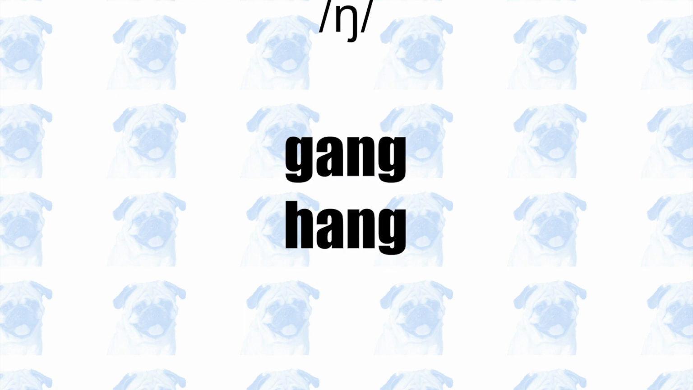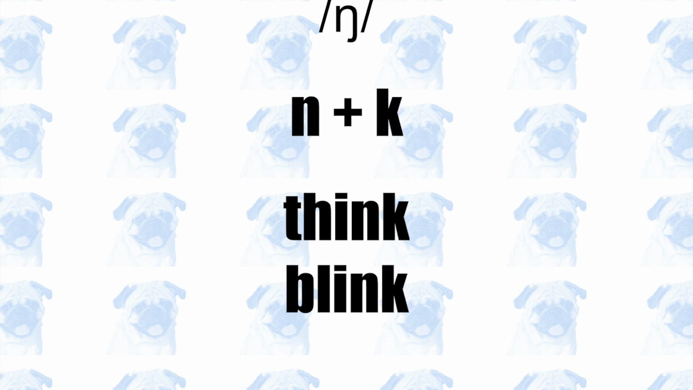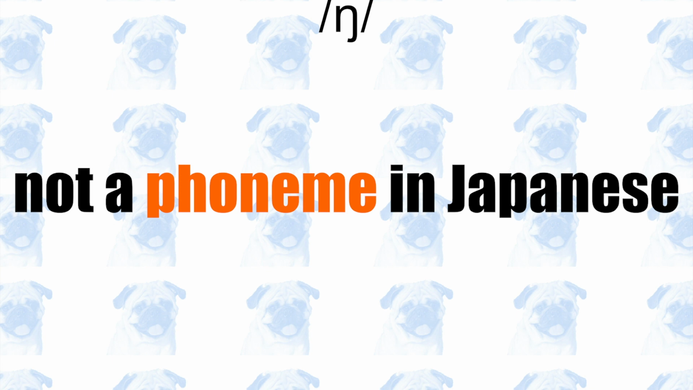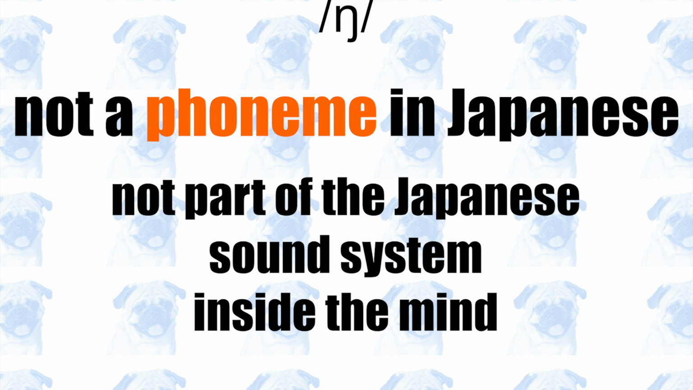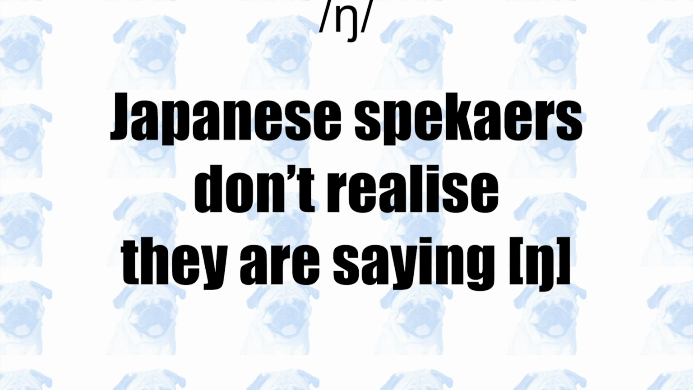As explained earlier, this consonant appears at the end of words like gang and hang. It can also appear in words that have the NK consonant cluster, such as think and blink. The problem for Japanese speakers is that this consonant is not a phoneme in the Japanese language, to use the technical term. In other words, nga is not part of the Japanese sound system inside native Japanese speakers' minds. This statement, however, is an oversimplification, because Japanese speakers can and do produce this sound correctly. Rather, the issue here is that most of them don't realize that they are producing it when they do.